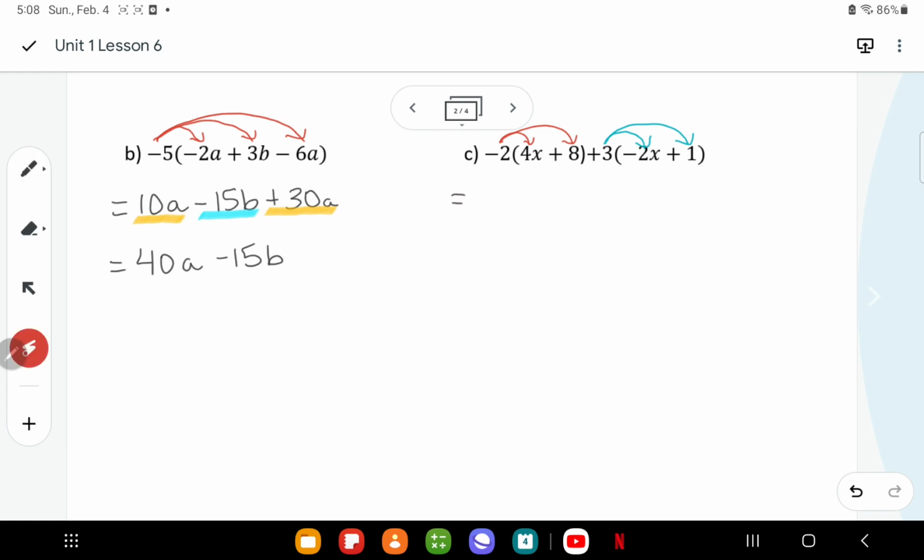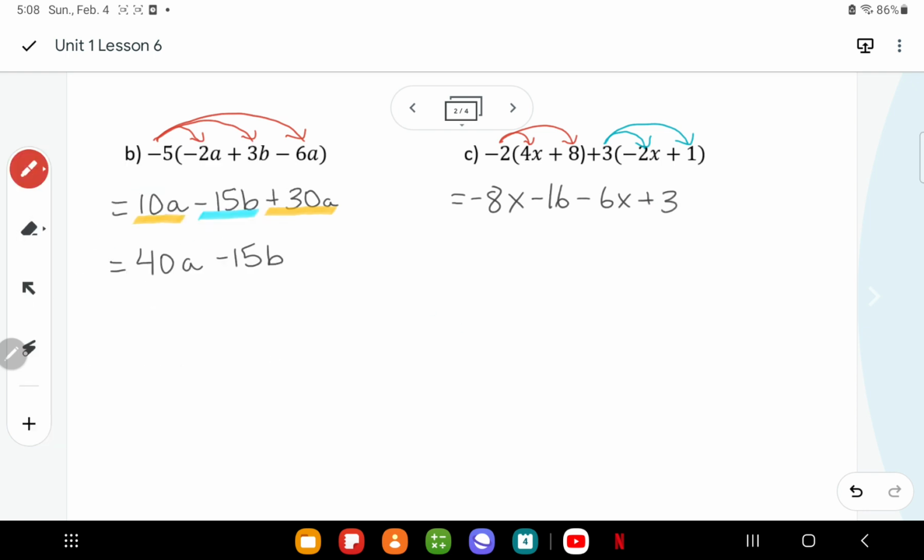Negative 2 times 4x makes negative 8x. And then negative 2 times 8 is negative 16. Now we're going to take the 3 and multiply it by the negative 2x, and that's going to be negative 6x, and then 3 times 1, so plus 3.